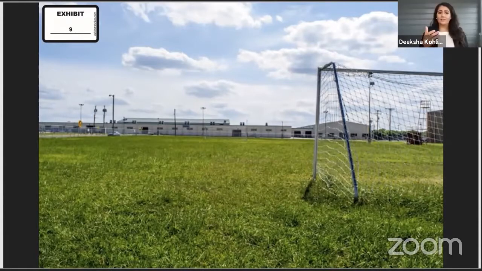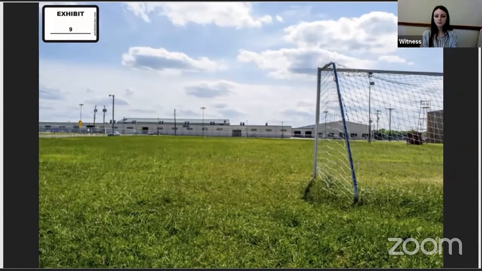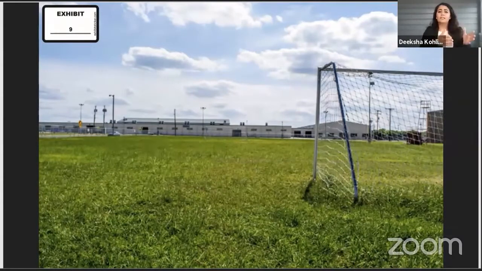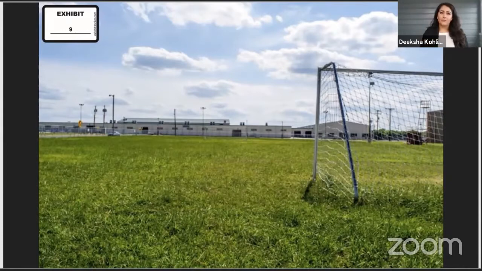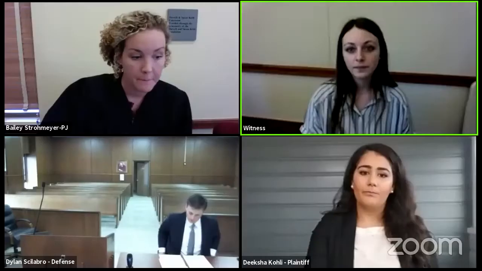During practice, are there any water breaks? There sometimes are. I don't remember on that specific day. So who decides when the team gets a water break? Coach Taylor. On September 7th, 2018, how many water breaks do you remember the defendant giving the team? I don't remember whether or not I had a water break on that day.